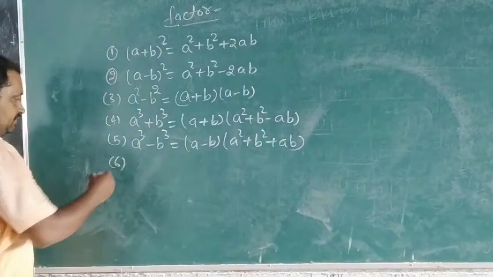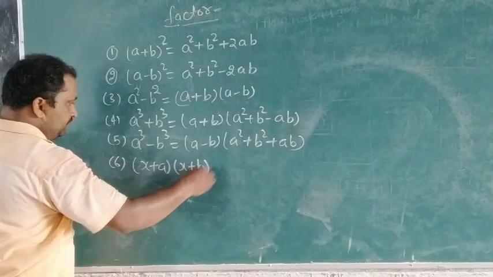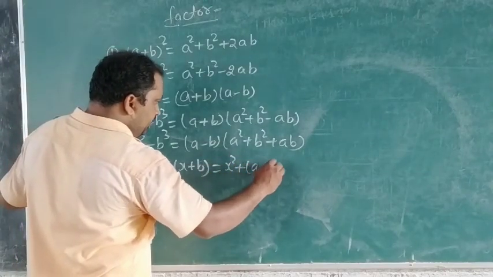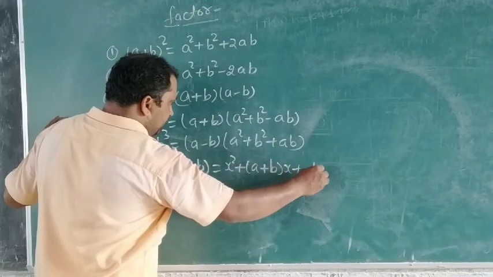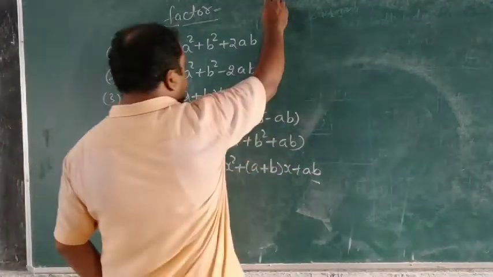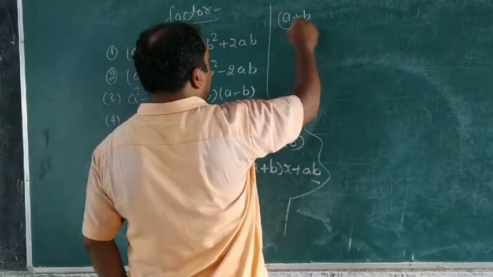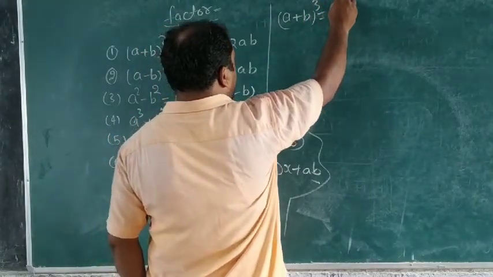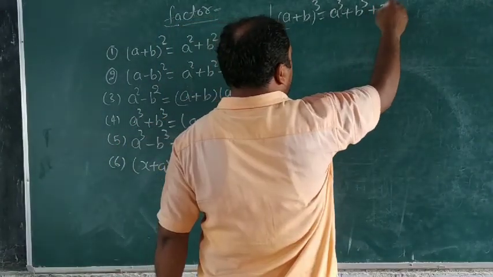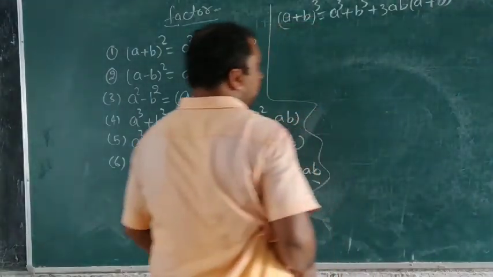And the sixth formula is x plus a into x plus b. This is equal to x square plus a plus b into x plus ab. This is a basic formula of the factors. And a plus b का whole cube. This will be equal to a cube plus b cube plus 3ab into a plus b.